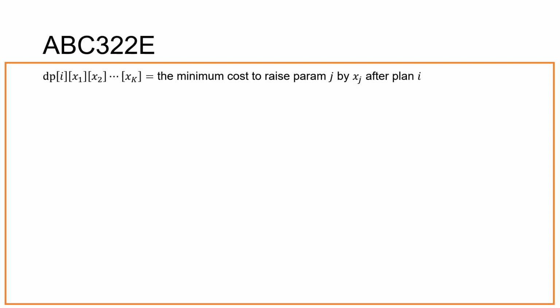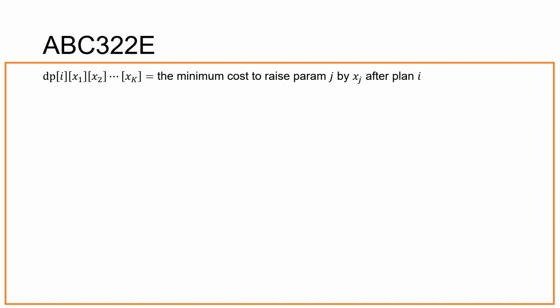Then let's proceed to problem E. This is the problem of selecting the optimal combination from n plans to achieve the desired conditions with the minimum cost. The problem is structured based on a sequence of choices with two options, either selecting or not selecting for each plan. Such problem type is typical for DP.